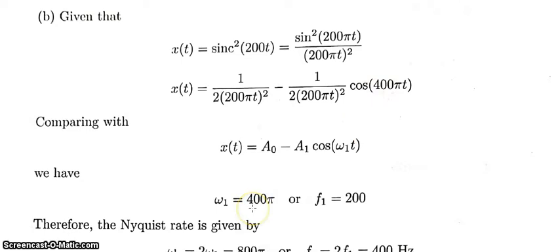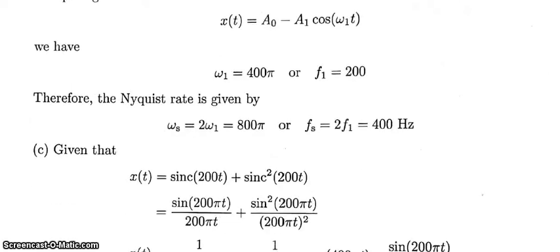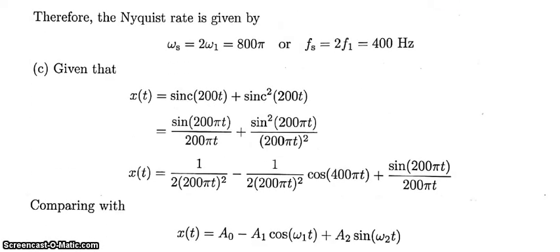Therefore, omega 1 is equal to 400 pi, or f1 is equal to 200, and the Nyquist rate is therefore omega s equal to 2 omega 1 equal to 800 pi, or fs equal to 2 f1 equal to 400 hertz. Okay. Then next question, x of t is equal to sinc 200t plus sinc square 200t.